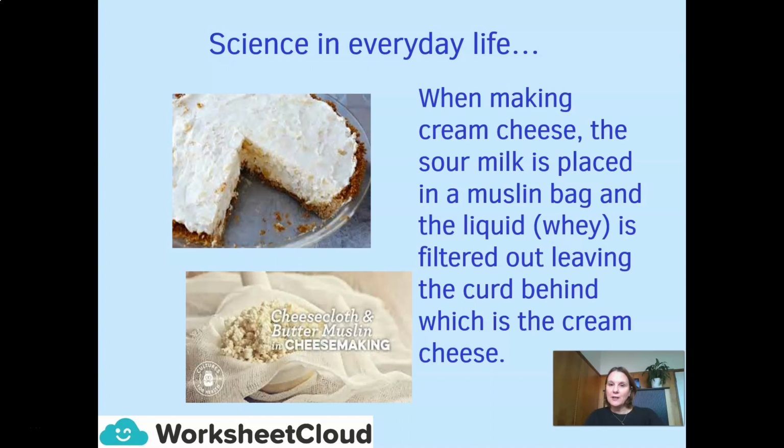Anyway, when making cream cheese, the sour milk is placed in a muslin bag, and the liquid, which is called the whey, is filtered out, leaving the curd behind, which is actually the cream cheese. And there you have an example of a muslin bag, okay, and it's used as a filtration system. Now, obviously, if you are buying cream cheese from Pick n Pay or wherever your mom buys it from, it's gone through a factory process of filtration. So it's a lot more in-depth than just using your little muslin bag that you have at home. But that's how you get delicious cream cheese.